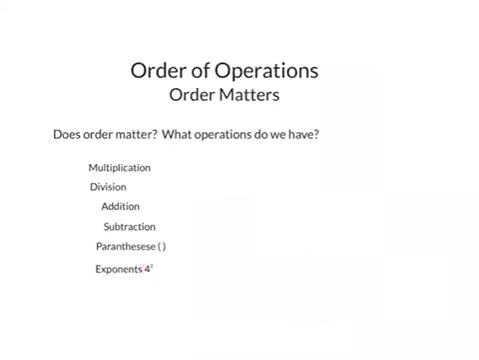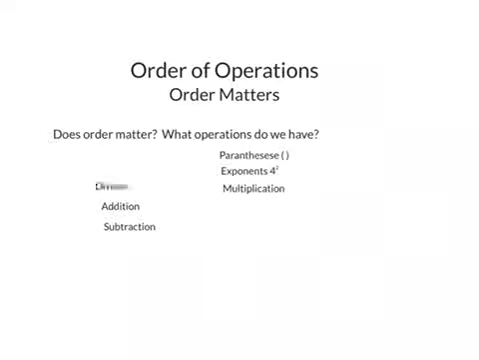Okay, so let me erase that. We have all these different operations. Which ones do we do first? We already decided that we do multiplication before we do addition. What other things do we know? Parentheses actually end up coming first, and then exponents, and then multiplication. Multiplication and division are on the same level. So if you have multiplication or division, it doesn't matter which order you do that in. And then last but not least is the addition and the subtraction.